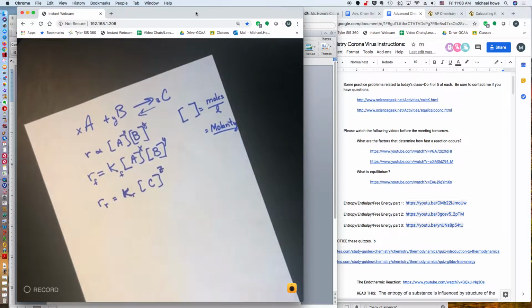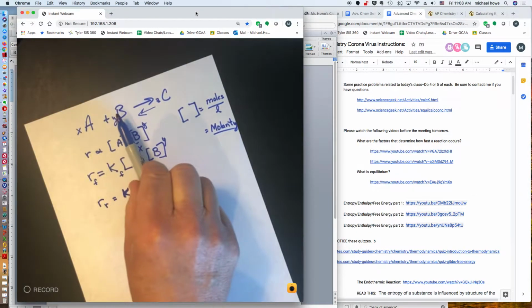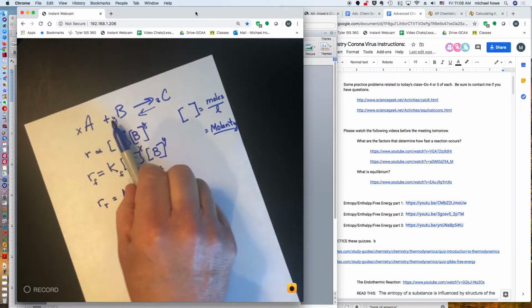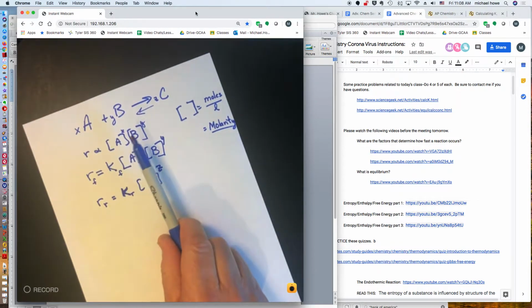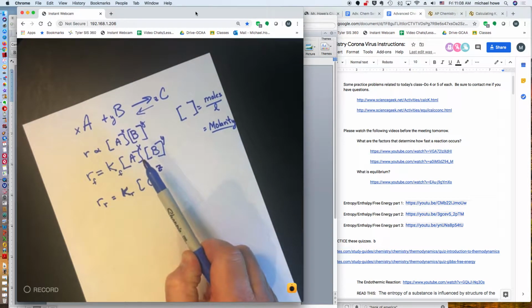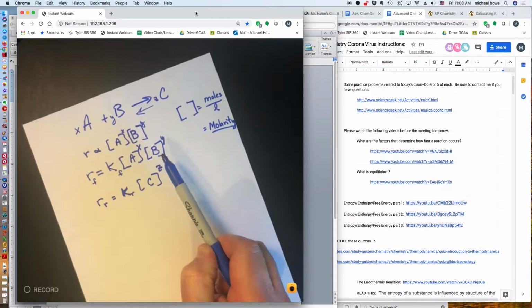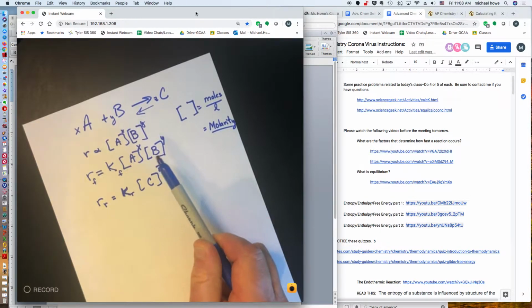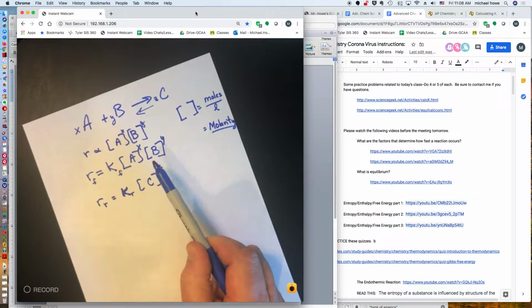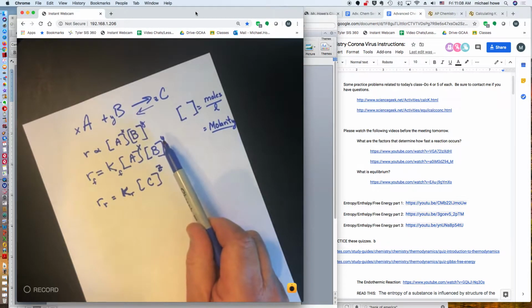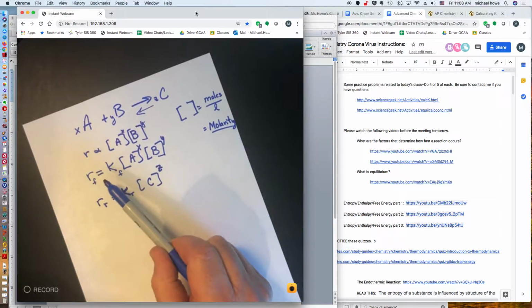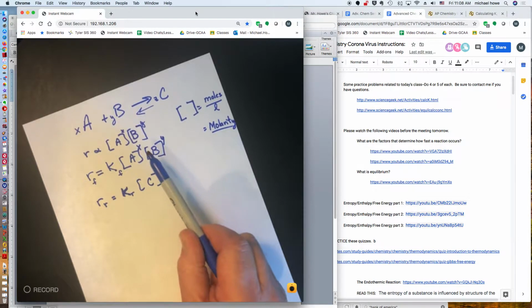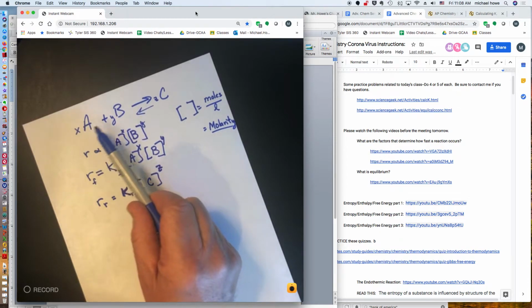This isn't oversimplified because we are making an assumption that when A combines with B to make C, that it is a single-step process. And if that's true, then these exponents will be correct, and this will be the correct rate law. However, most chemical reactions are not single-step reactions. So if we were doing a thorough job on this, I would be showing you how to calculate what these exponents are. But for this year, we're going to assume that the reactions are single-step reactions and that the exponents were the coefficients in the original equation.